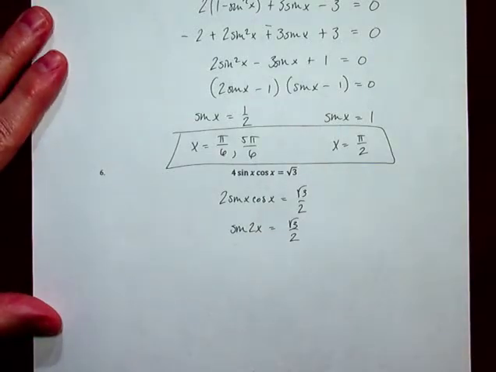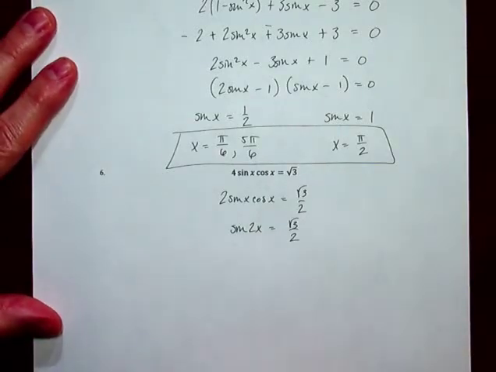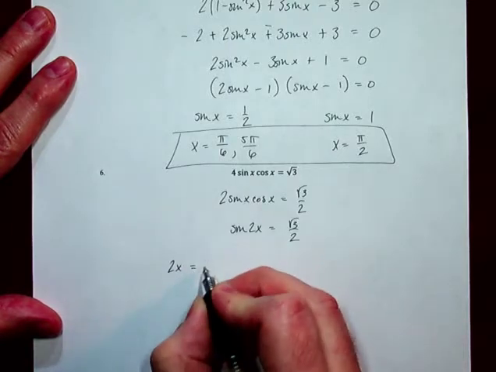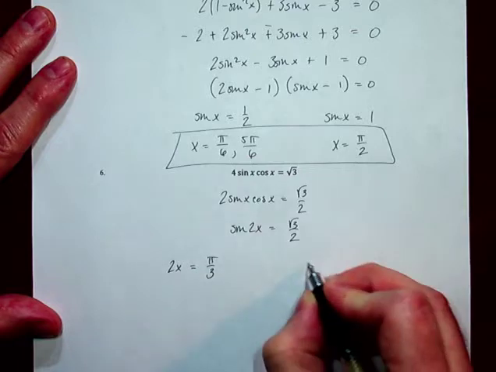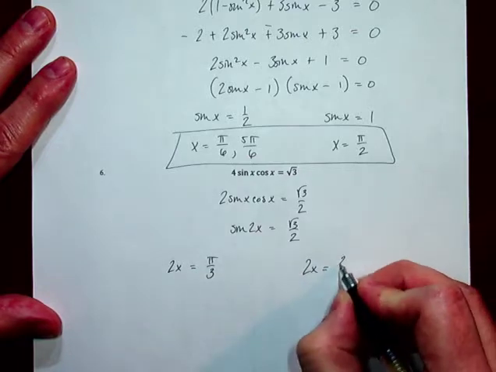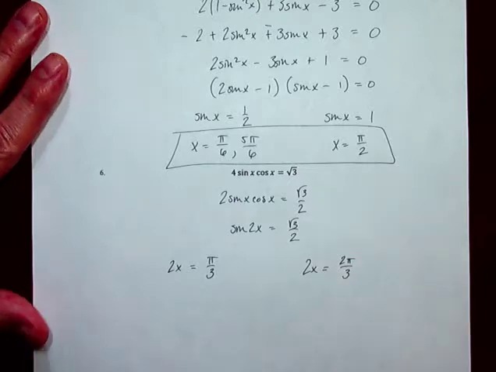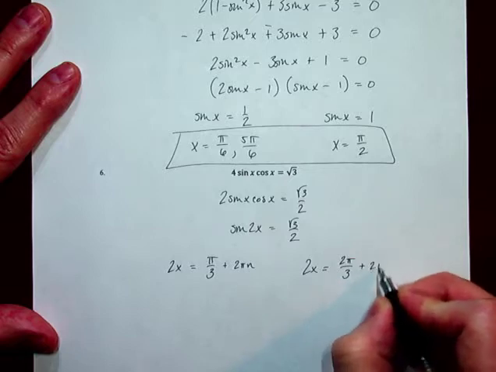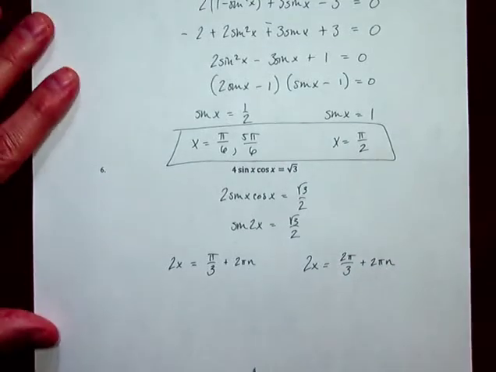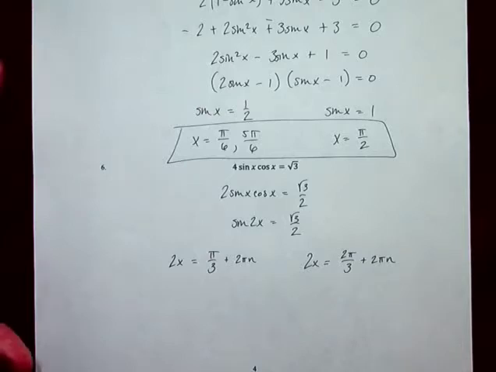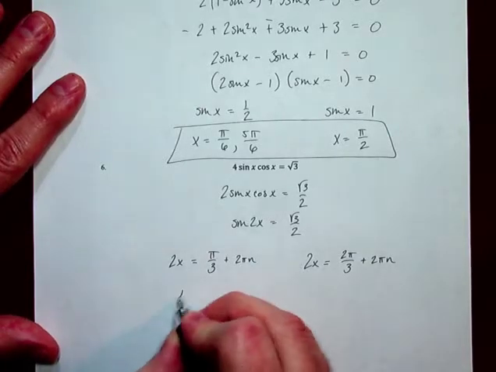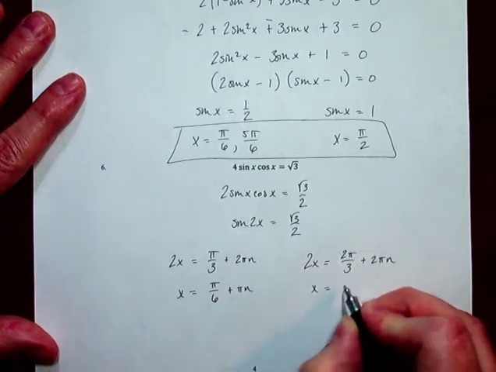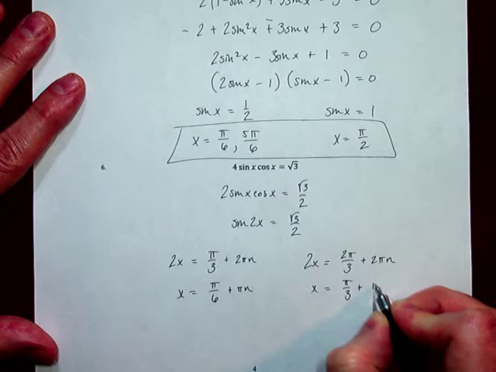2 pi. Now, sine 2x, sine is root 3 over 2 when the angle measurement is pi over 3, and when the angle measurement is 2 pi over 3. Okay, but that's plus 2 pi n. That happens over and over and over every single time. Now, it's tempting just to divide through by 2 and give me pi over 6 and pi over 3.